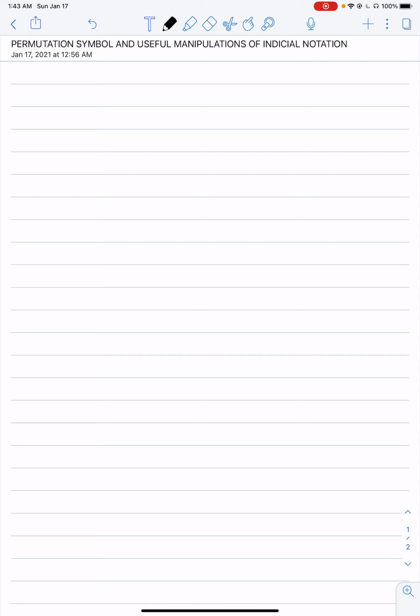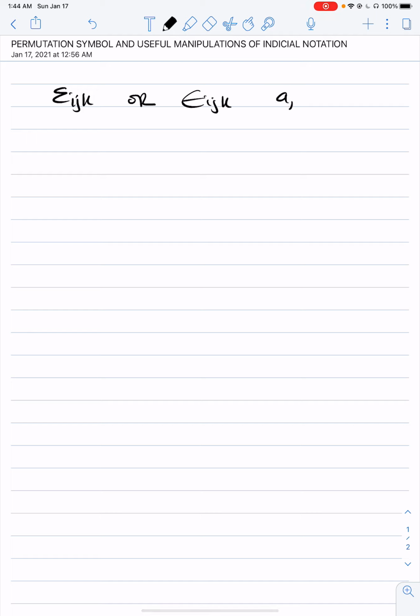So in today's class, I'll be talking about the permutation symbol and useful manipulations of indicial notation. Basically, for the permutation symbol, in most books you tend to see it written this way, maybe that or this. Any is fine. I'll try not to interchange them, so you can use any of them to represent the permutation symbol.